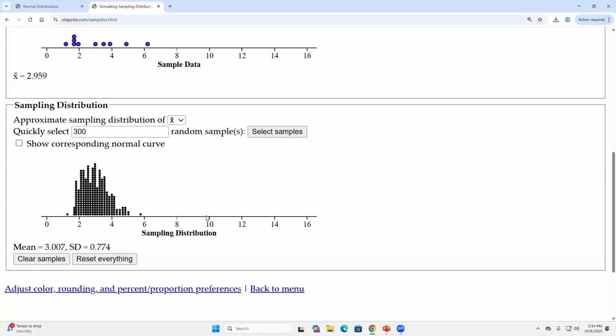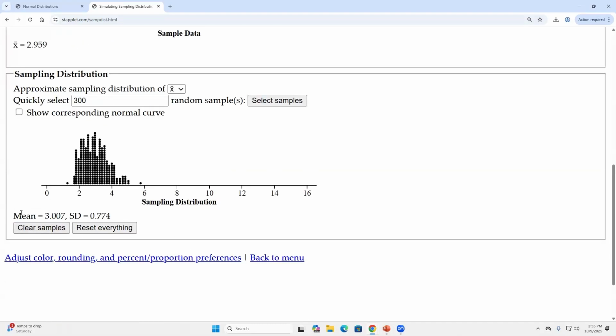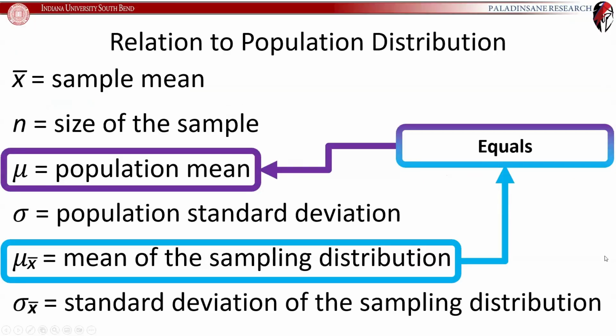When you take the mean of all of the sample means, you're going to end up with a mean that is exactly the same as your population mean. So in this case, just by chance we're even closer, 3.007. The mean of the sampling distribution equals your population mean. So that is a very important relation between the two, and one that we're going to exploit later when we do inferential statistics.